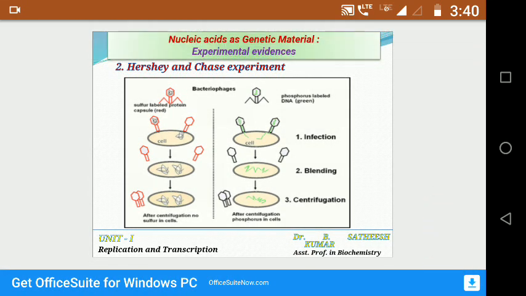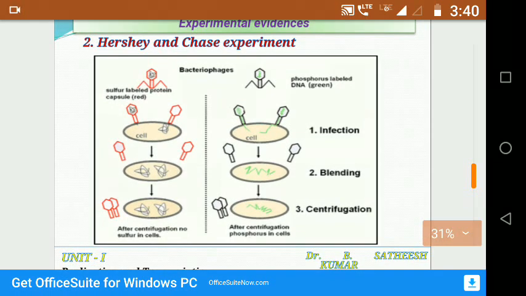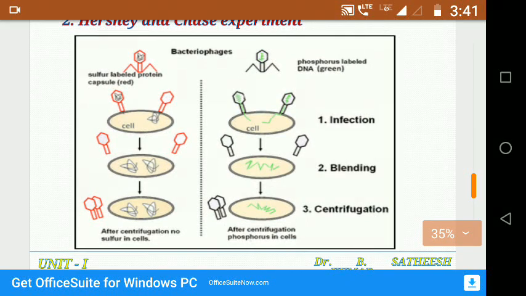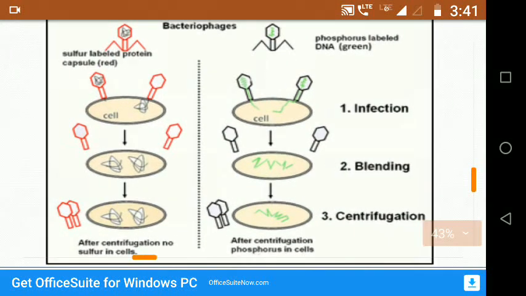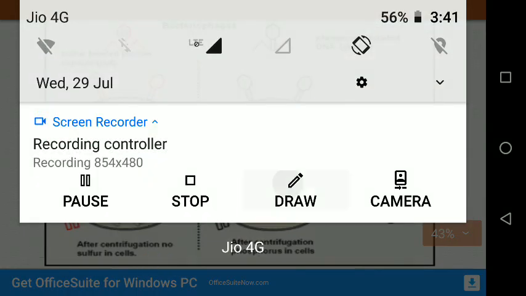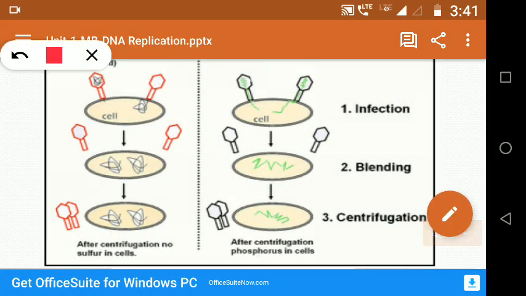Another experiment that proved nucleic acids as genetic material is the Hershey and Chase experiment. In this experiment, the investigators used radio labeled molecules. In one set of experiments, they used radio labeled bacteriophages. That bacteriophage's protein coat is radio labeled here.